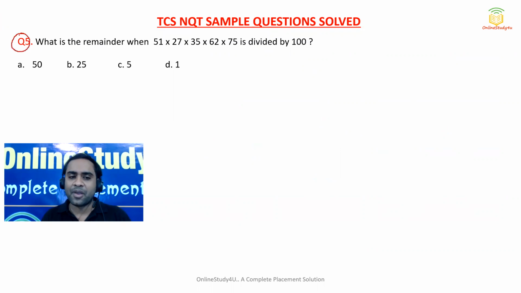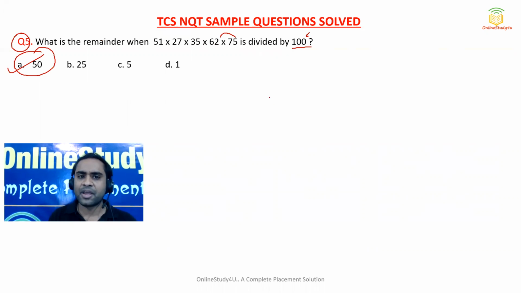Now question number 5. What is the remainder when 51, 27, 35, 62 and 75 is divided by 100? So here you have 0, and 5 into 2 is 10. So your remainder should be ending with 0. So option A will become the correct answer directly. That's what I said in the beginning, all the questions will take 30 seconds to 1 minute.